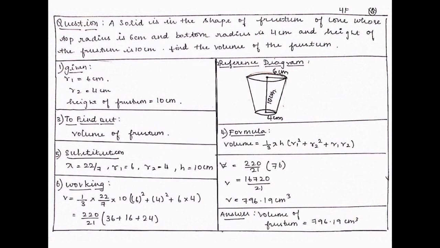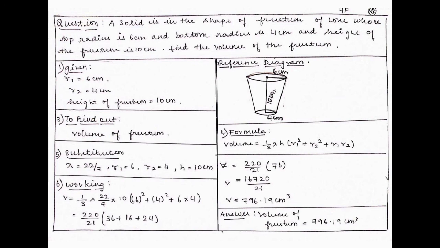So when we substitute these values, we will get 1/3 into 22/7 into 10 into 6 the whole square plus 4 the whole square plus 6 into 4. So when we multiply 22 into 10 by 3 into 7 we will get 220/21. So 6 whole square is 36 and 4 the whole square is 16 and 6 into 4 is 24. So when we add this 36 plus 16 plus 24 we will get 76. So 220 into 76 whole divided by 21.